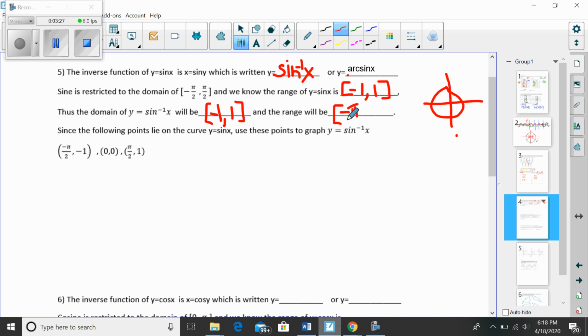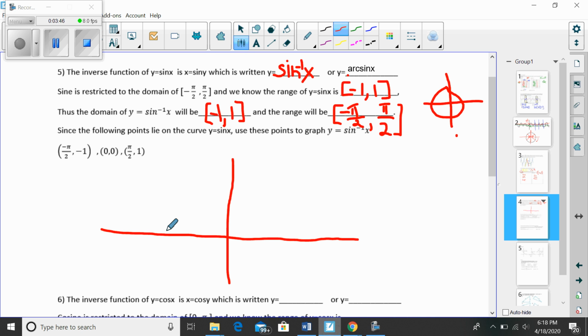So the range is -π/2 to π/2. So when we go to graph, I wrote down a couple points here that are on our sine curve. And so when I do my x and y axes, this is -1 to 1, this is now my domain, and my range will be -π/2, so now these are on the y-axis, to π/2.